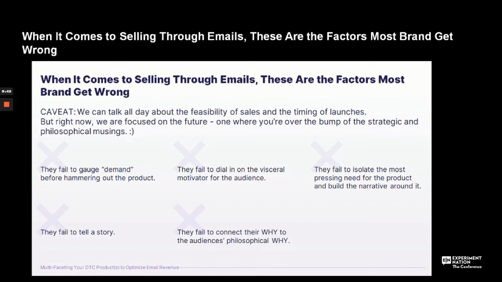They fail to tell a story, and this is so important. I'm pretty sure all of you have heard of the StoryBrand framework. It is one of the most popular frameworks for just about anything. You can use that on product pages, you can use that on B2B websites. It even maps to the strategic narrative.